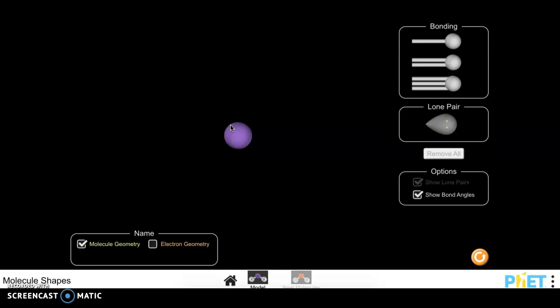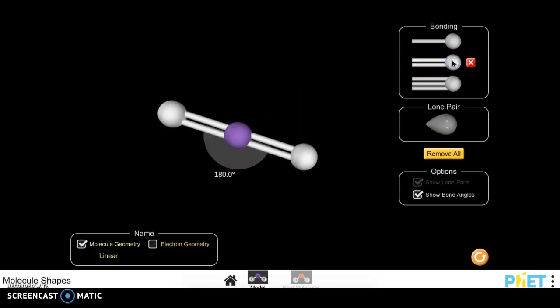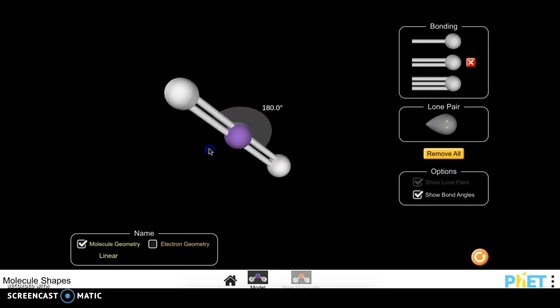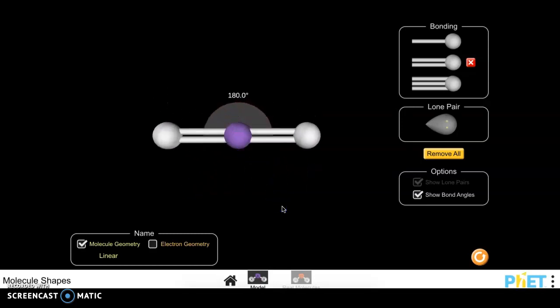So A, I'll run through the first 2 with you. A, 2 atoms double bonded. So I'm going to add 2 atoms that are double bonded. And you see here that 180 degrees is the bond angle. And you can also click and move this around. But you should write the geometry name as linear. The bond angle is 180 degrees. And then the ball and stick drawing, right? These are the balls, the sticks are the bonds. You should draw the ball and stick drawing in the box on the right side. So that would be A.